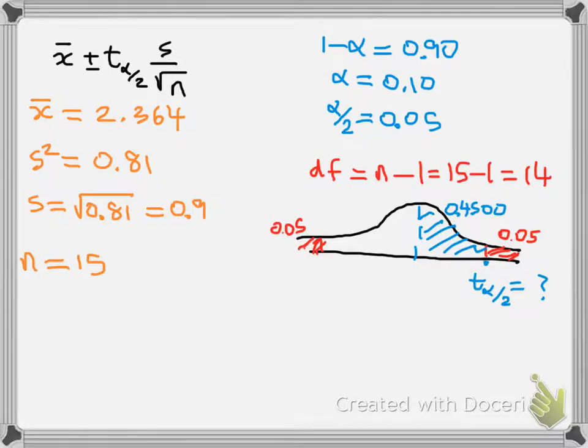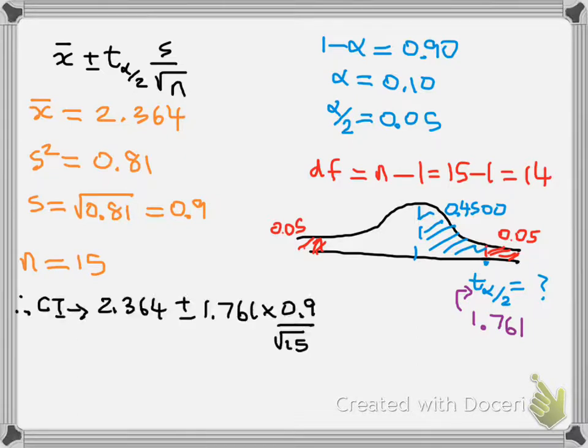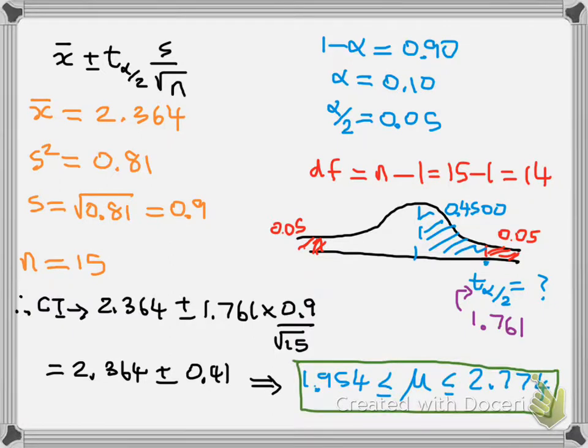The picture we're looking at looks like so. The area in the tail is 5%, 0.05. So we want the t value that corresponds to that area. And like we said before, if you go to that t table, like I showed you, and you look for the area in the right tail and cross that with the degree of freedom, you will see that your t value is 1.761, which we can use in our confidence interval formula to get a confidence interval that looks like this: 2.364 plus or minus 0.41 to give you an interval of 1.954 less than or equal to mu less than or equal to 2.774.